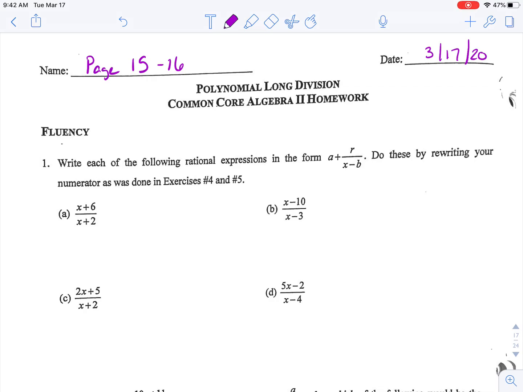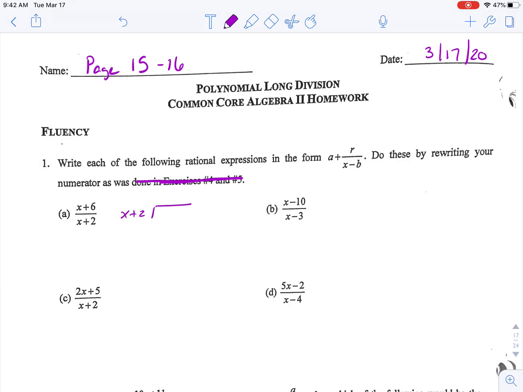So I'm going to go through each of these. And let's see what we get here. Write each of the following in the form a plus r over x minus b. Don't worry about doing these like we did in exercises 4 and 5. That's an alternate technique. We're just going to use the long division for each of these, and these will be pretty quick. All right, so let's see.